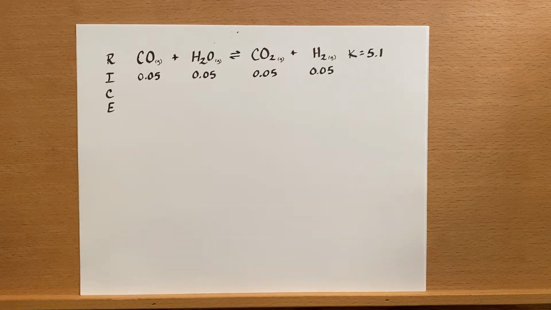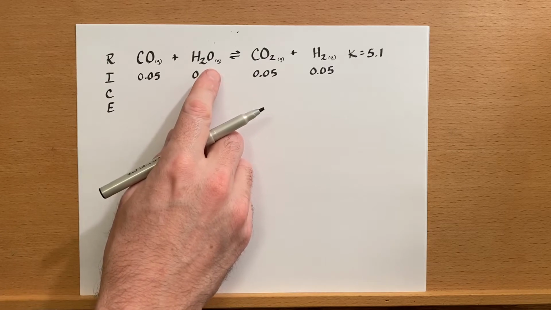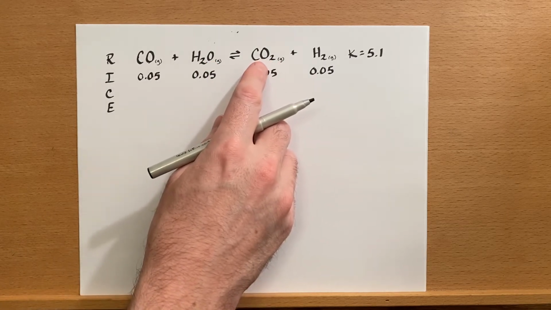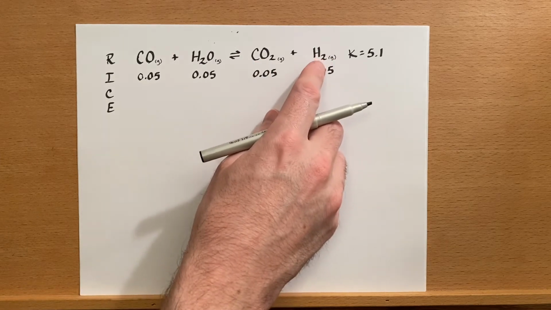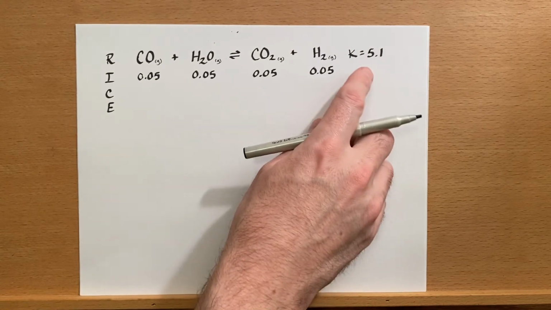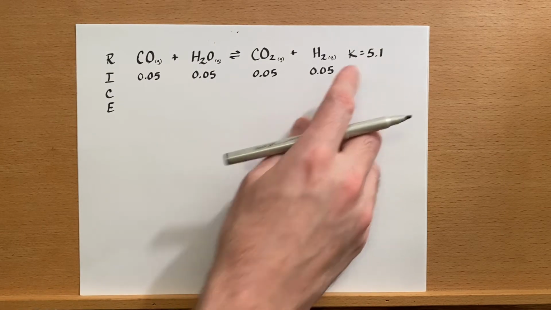I have another ICE table equilibrium problem for us to solve. This one happens to be the water-gas shift reaction. It's one of the ways we can make hydrogen. Using carbon monoxide and water, we shift the oxygen over to carbon to make carbon dioxide and hydrogen gas. And at this particular temperature, the K for the concentrations is 5.1.